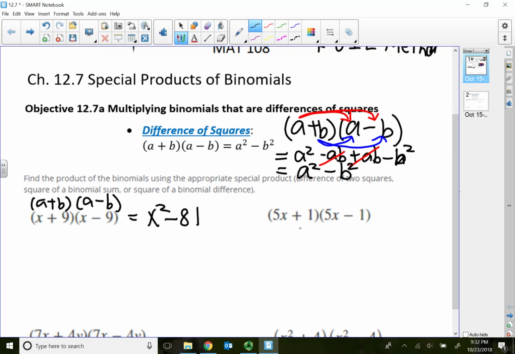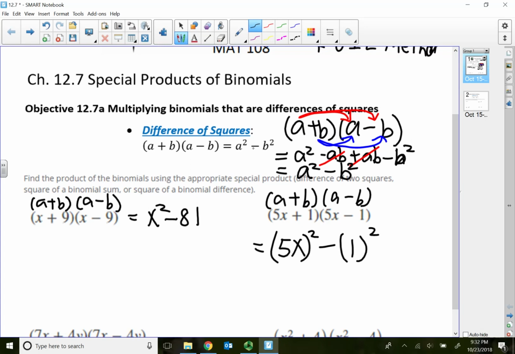All right, so let's try this one. Two terms times two terms: 5x, 1 and 1. One positive, one negative. So this is another difference of squares. My a is 5x. My b is 1. So my answer, I'm going to write this out real quick. My answer will be my a whole thing squared minus my b whole thing squared. A squared minus b squared. That's what my answer should look like.